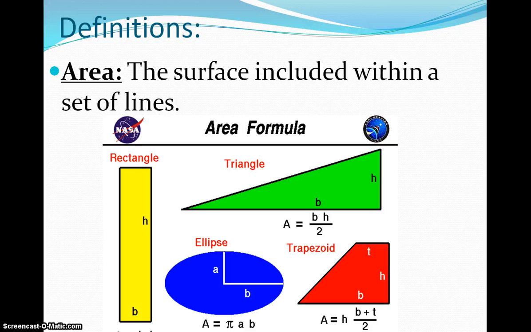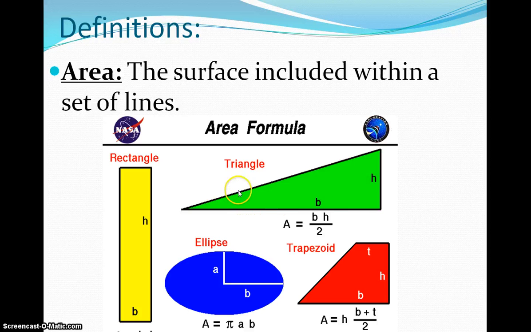Area. And we're going to be exploring the different types of area formulas of different shapes as we go along throughout the year. But again, the area is the surface included within a set of lines, is the formal definition. But basically what that means is we have this shape, this polygon, that's bounded, meaning it's completely connected. There's no open spaces. All the line segments meet at a point alongside another line segment, and that space in between all those line segments is the area.